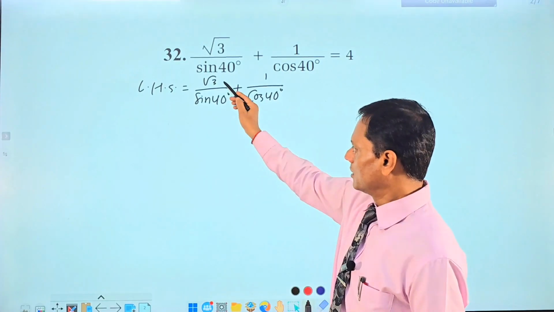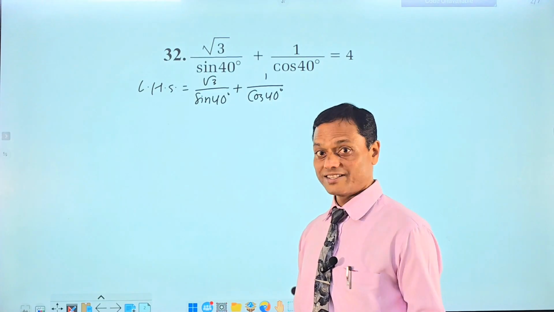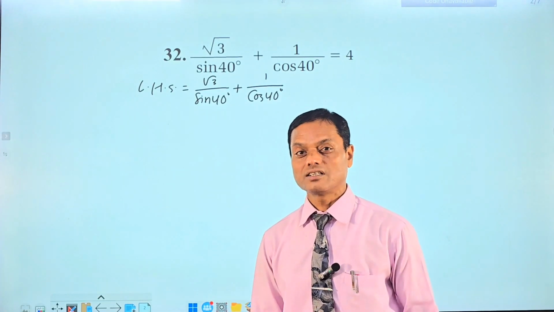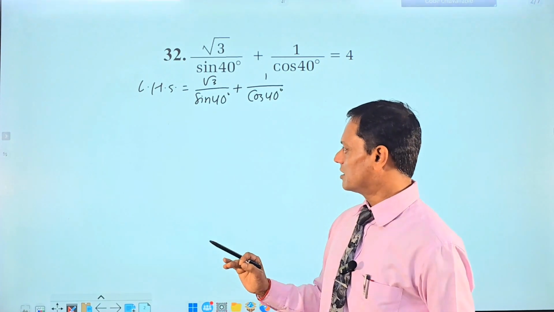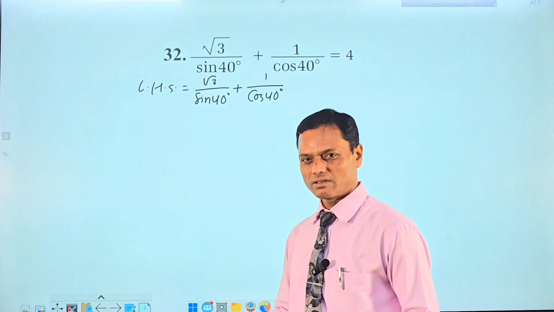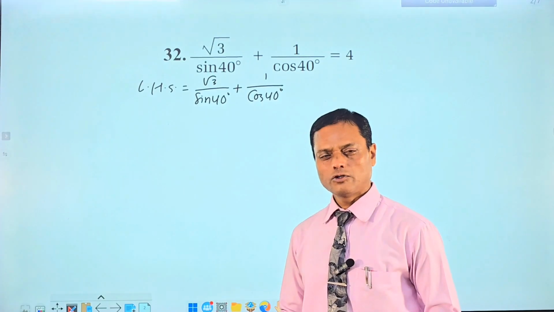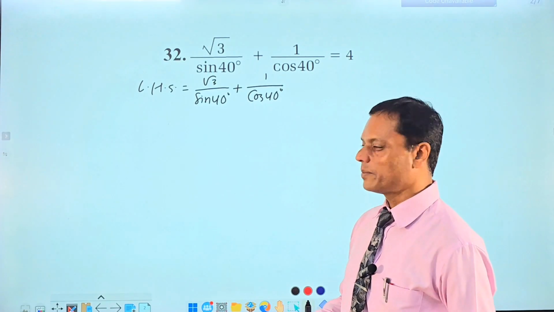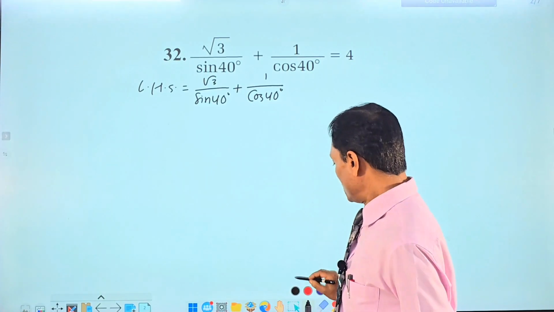The first one, root 3 becomes tan 30 degree. No, tan 60 degree, right? Tan 60 degree becomes sin 60 by cos 60. Then take the LCM. This method is already shown in the example, so you can go and try to understand it by yourself. But if you still have any confusion, write it down in the comment box. I will make another video and do the same question by that method also.